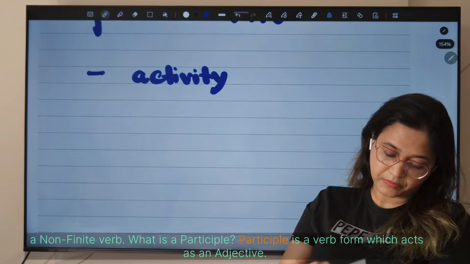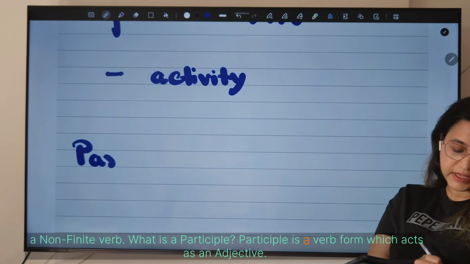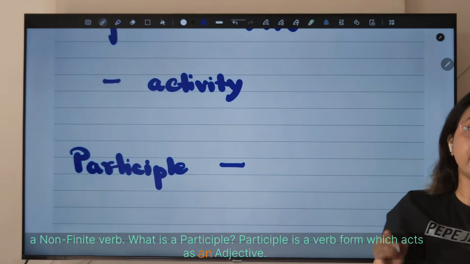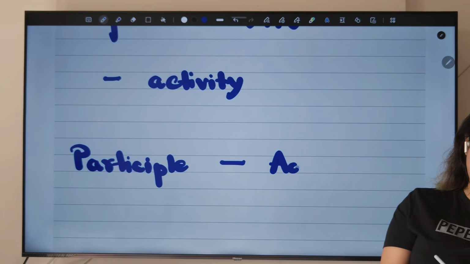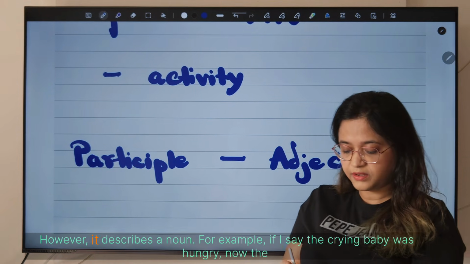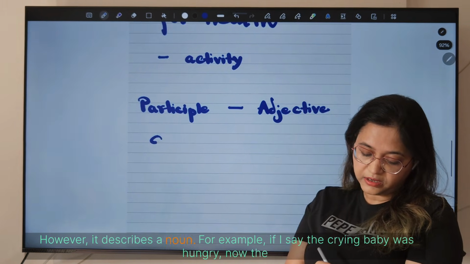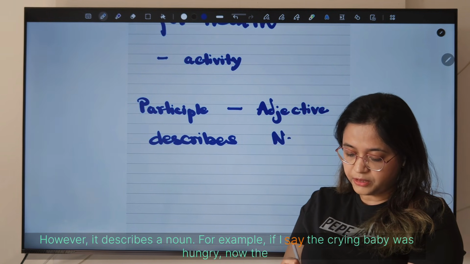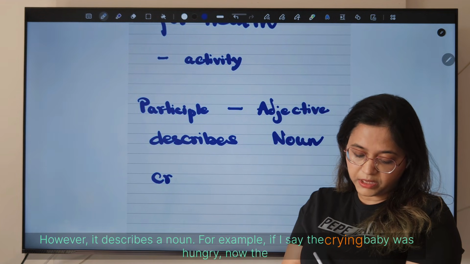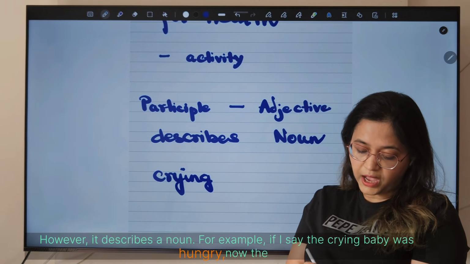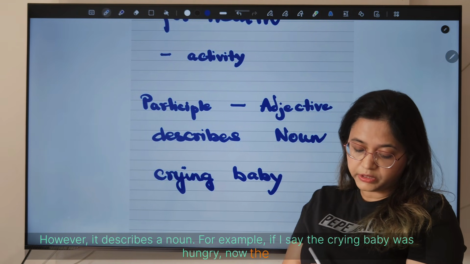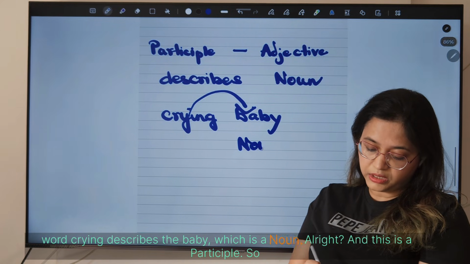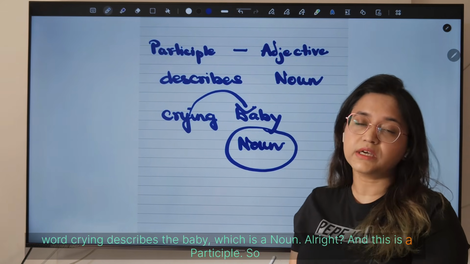What is a participle? Participle is a verb form which acts as an adjective. However, it describes a noun. For example, if I say, the crying baby was hungry. Now, the word crying describes the baby, which is a noun. Alright, and this is a participle.